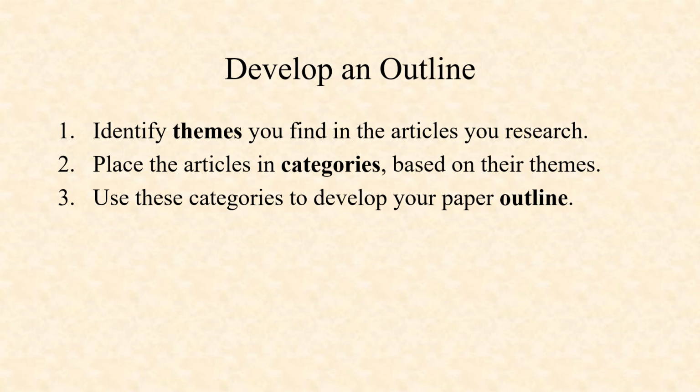At this point, having done two passes on the search, now you're ready to identify themes in the articles that you researched. We're going to take those articles and place them in categories based on their themes, and then these categories are going to help us to develop the outline for the course research paper.